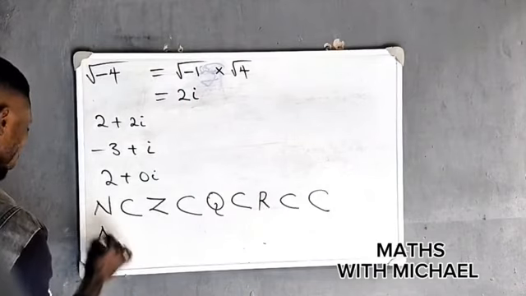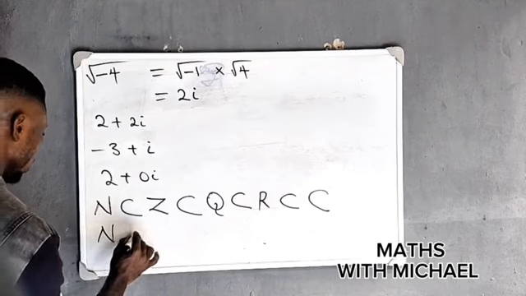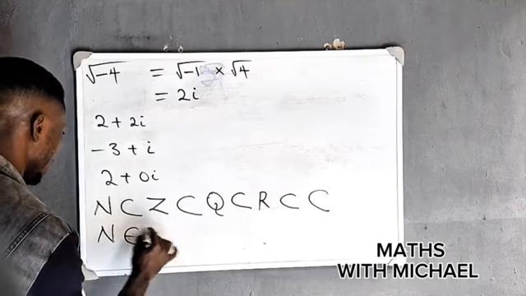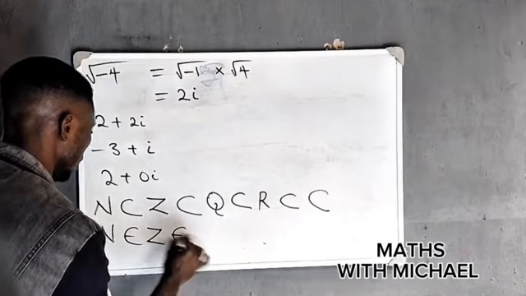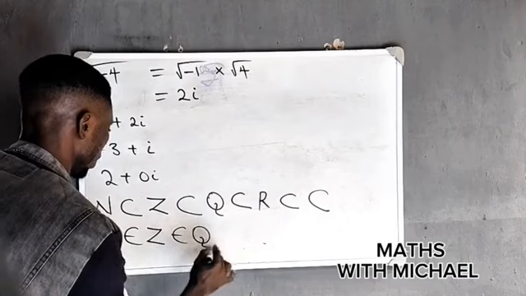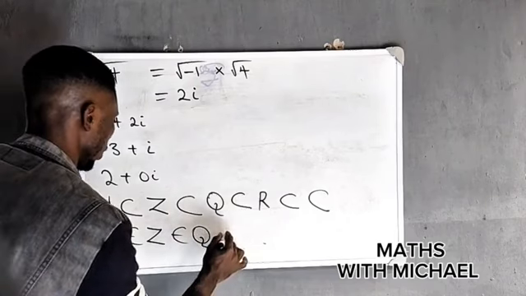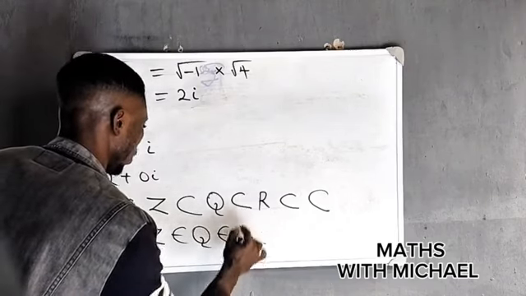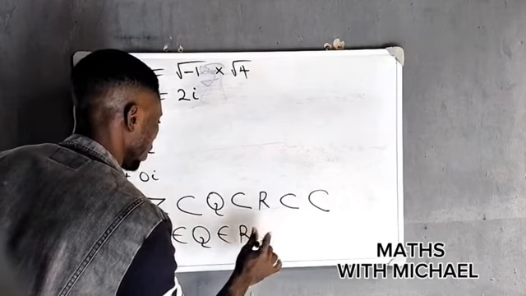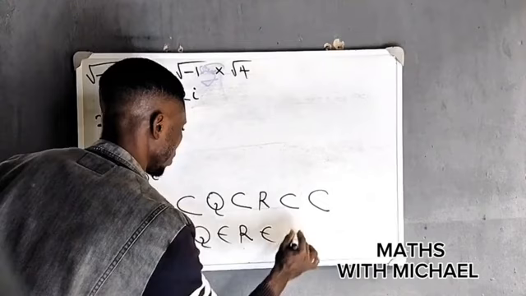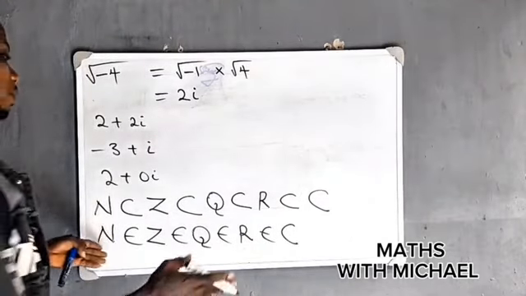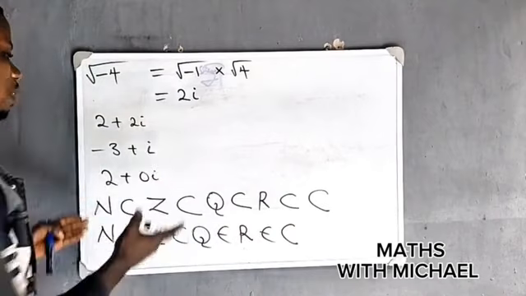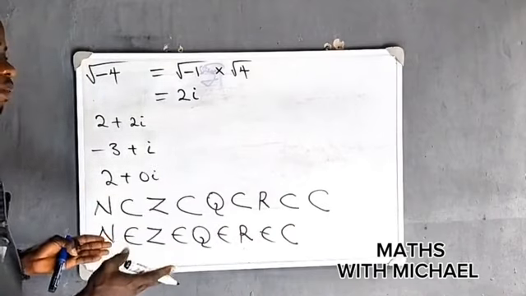Or we can just write them this way. The natural numbers are members of the integers, and the integers are members of the rational numbers, and the rational numbers are members of real numbers, and real numbers on their own are members of complex numbers. And this concludes it about all the families of numbers that we have.